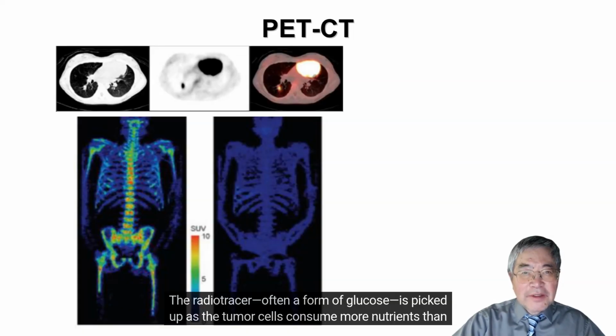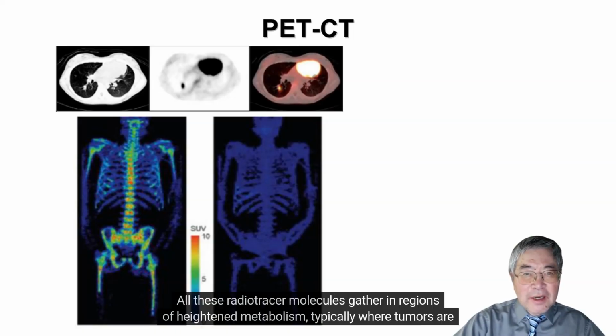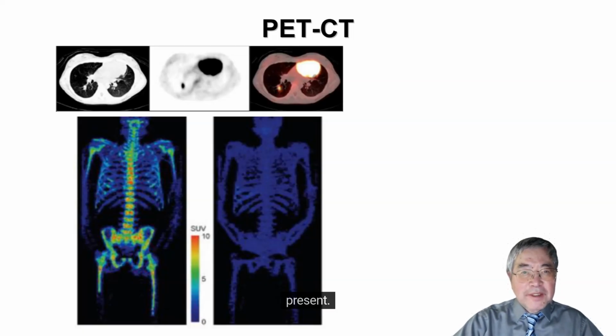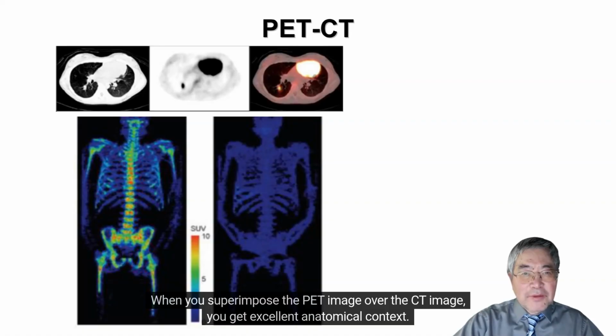The radiotracer, often a form of glucose, is picked up as the tumor cells consume more nutrients than normal tissues. All these radiotracer molecules gather in regions of heightened metabolism, typically where tumors are present. When you superimpose the PET image over the CT image, you get excellent anatomical context.